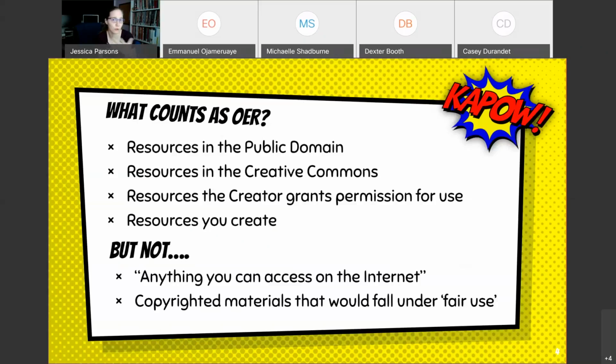Using a chapter or a page out of a textbook does not count as open educational resources. The same goes for the fact that when we reach out to a creator, if they don't release the material to us with a Creative Commons license, that does not mean that their content is free for us to do whatever we want and share it with others. It simply means that we have been given permission to use it in the way that they have detailed.